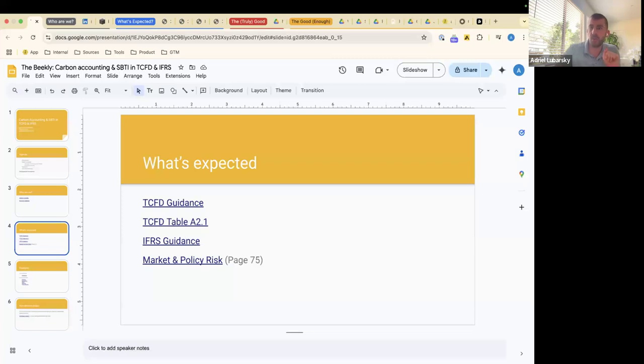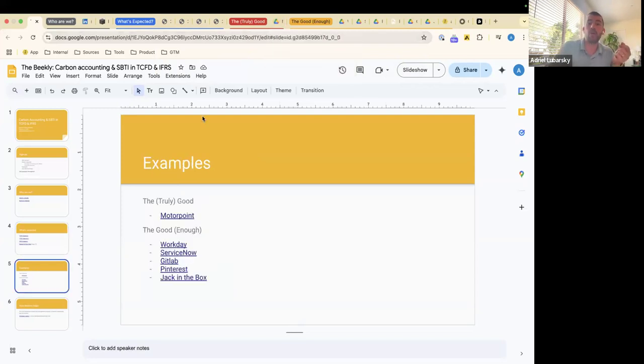So I'm going to go through a few examples. And again, pop into the chat if you have questions or you want to understand policy risk, market risk, or what those last few questions of the TCFD report or IFRS S2 report really ask for related to carbon emissions. But for these examples, I pulled out one truly great example of this from Motorpoint, which is a UK company. And the UK has had these TCFD rules for a few years, so they're just a little more sophisticated.